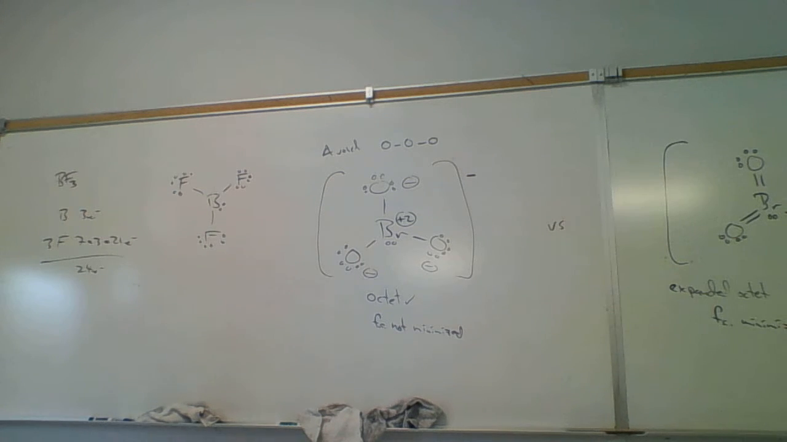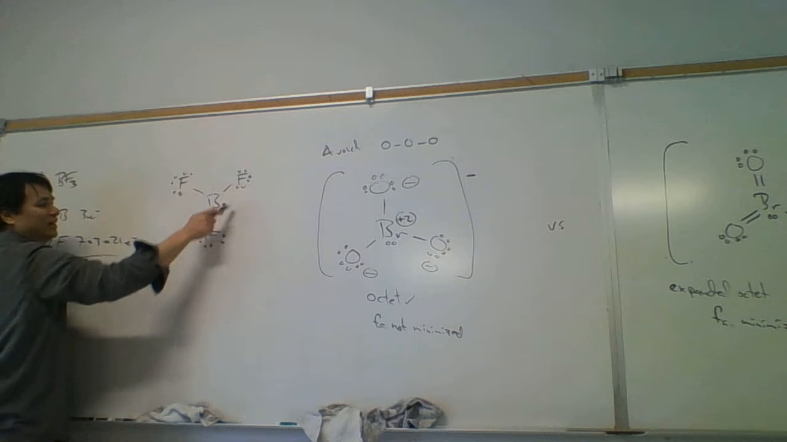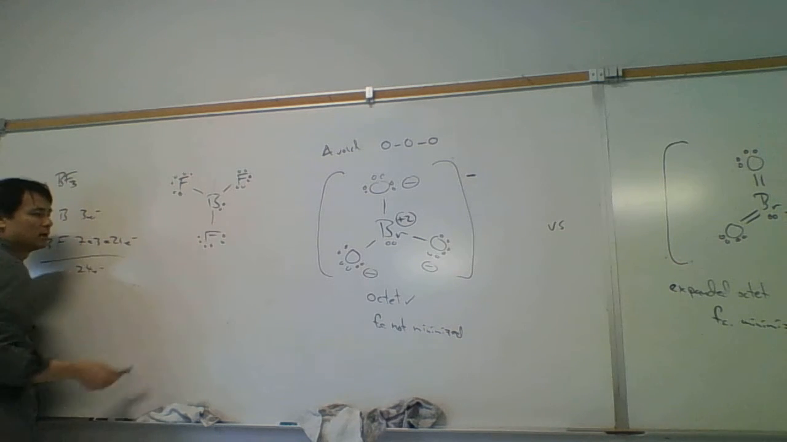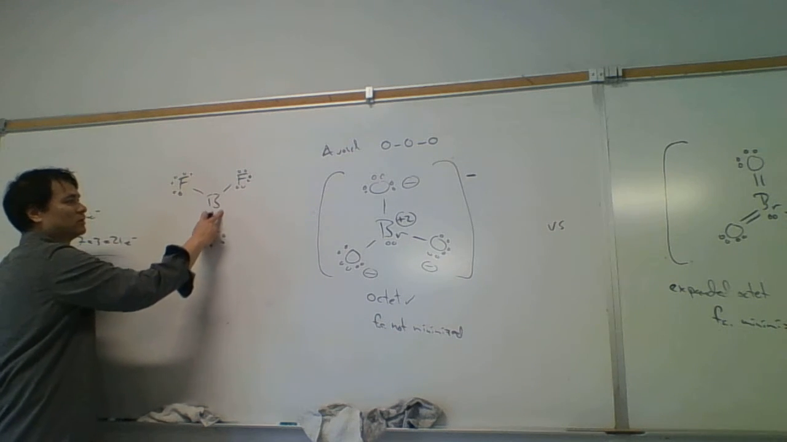Count the electrons. 2, 4, 6, 8. So this is 8 times 3. It's 24, 25, 26. There are 26 electrons in this structure. That means I have too many, so I have to take away 2. Who should I take them away from? Fluorine or boron? Boron. I should take them away from boron. Why? Because fluorine's more electronegative, so boron's going to be easier to remove the electrons from. Now I'm good.